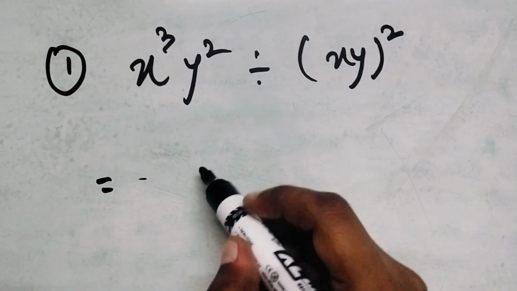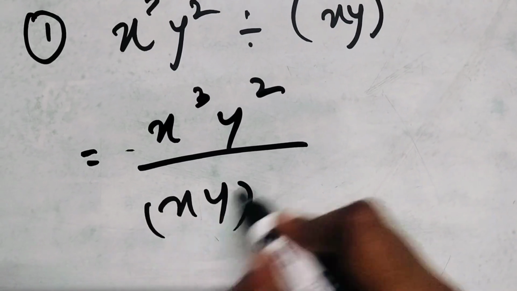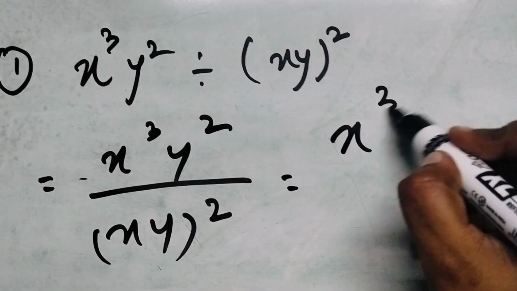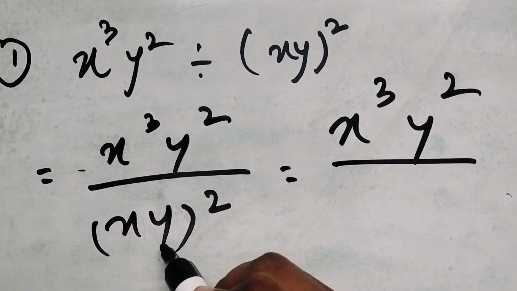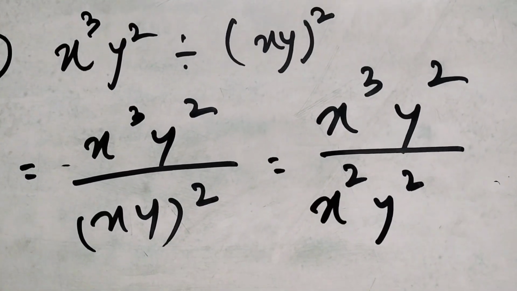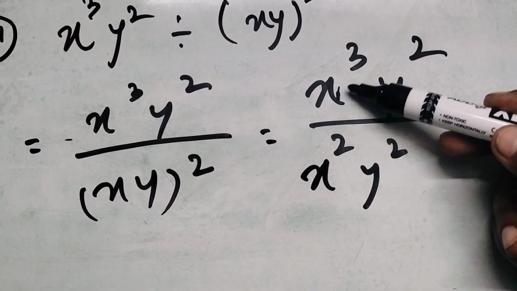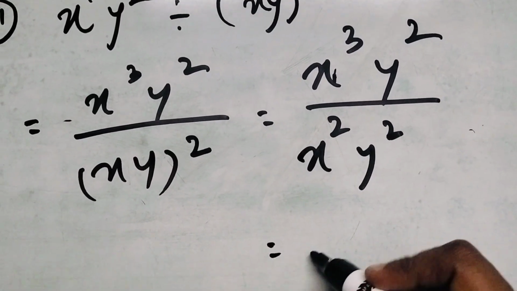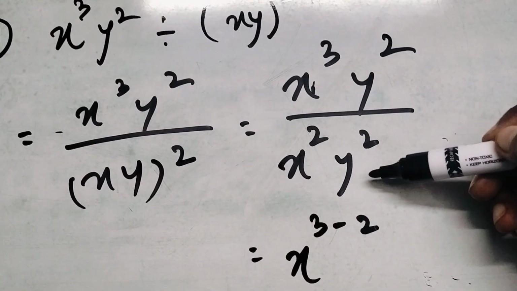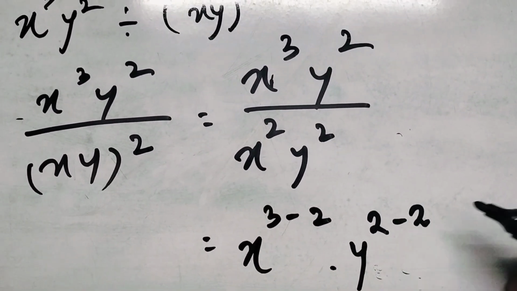So we can write it as x cube y square divided by (xy) whole square. The (xy) whole square can be written as x square followed by y square. We are just expanding it. Now observe the x terms, they are like terms, cube and square. We can write it as x to the power 3 minus 2 because it's a division, and we have y square and y square, which is again a division, so we can write it as y to the power 2 minus 2.